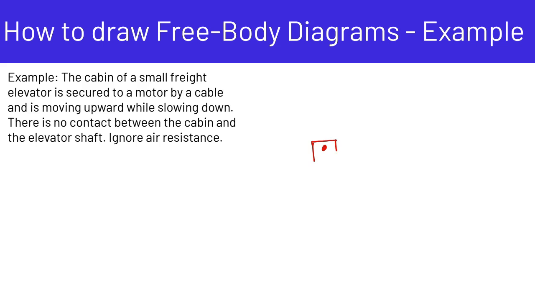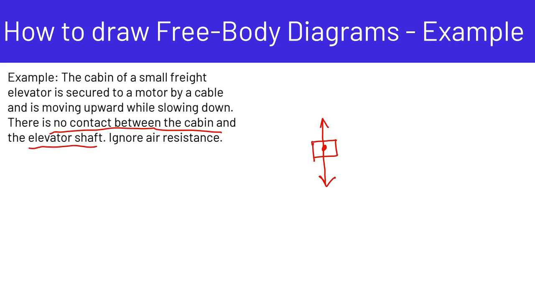I'm going to draw a box around it. Again, this is not necessary, but I like to do it sometimes. Our first force that we're going to draw is our gravitational force. And then we have an upward force, which is the tension force. We don't have any contact between the cabin and the elevator shaft, so there are no forces to the left or right.